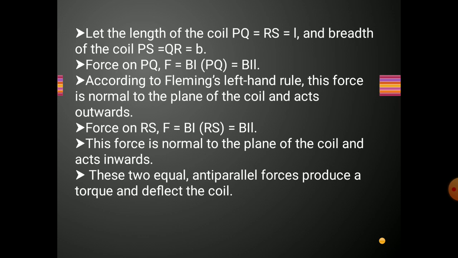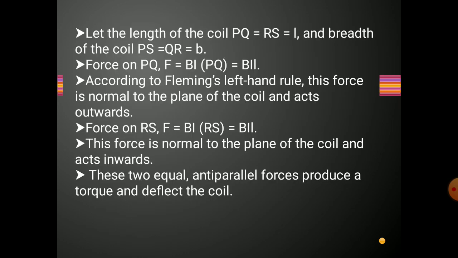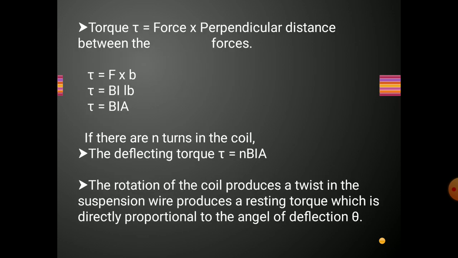According to Fleming's left-hand rule, this force is normal to the plane of the coil and acts outwards. That is what you can see here. It is moving outwards. The same force which acts on the side RS is BIL. Now this force is normal to the plane of the coil and acts inwards. So one force is acting outwards and one force is acting inwards. These two equal anti-parallel forces produce a torque and they deflect the coil.